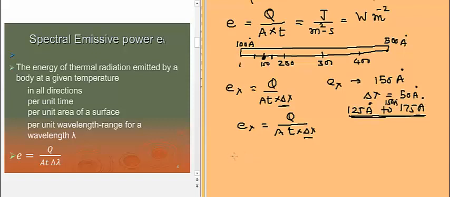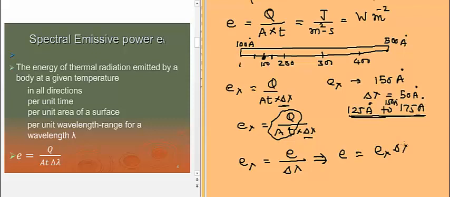Right, so we have talked about two terms, E and E lambda. Now let us think in terms of the relationship between these two. If I look at the equation of E lambda closely, what I find is that this part is the emissive power E, Q by A by T. So I can write E lambda is equal to E by delta lambda. That would imply the emissive power E of an object would be E lambda into delta lambda.